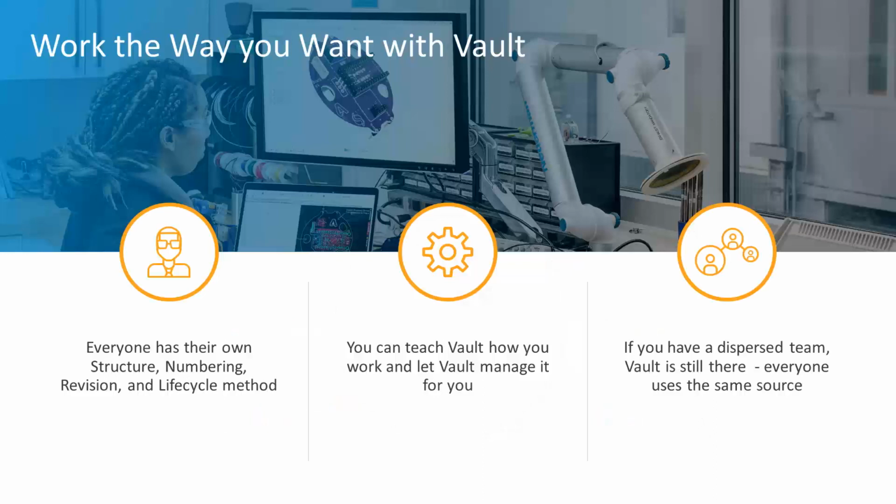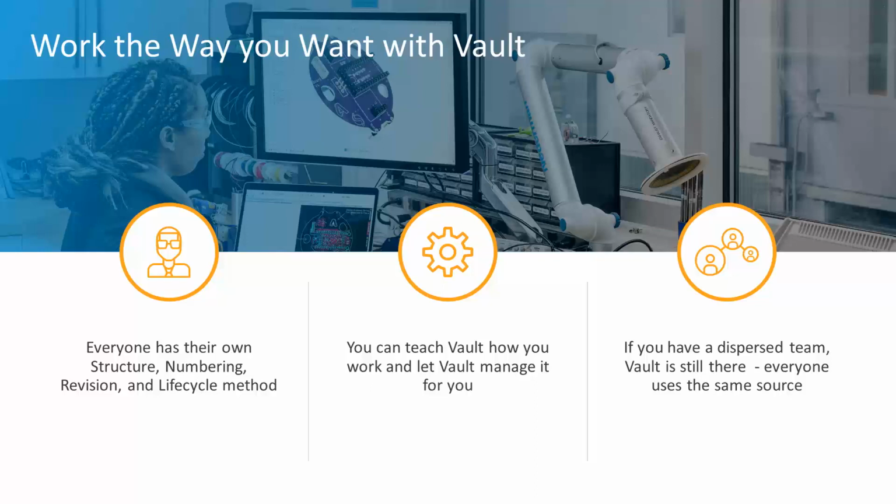In fact, Vault has a way of adapting to your work. You can train it. We know everybody has their own structure, and that means folder structure. So, how do you organize things? You have your own numbering, even revisions. People have different revision schemes. It might be numeric, or alpha, or inverted. You have your own lifecycle methods, or your own terminology.